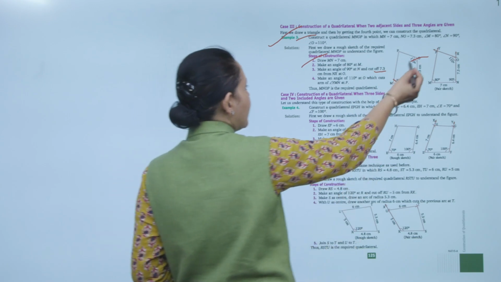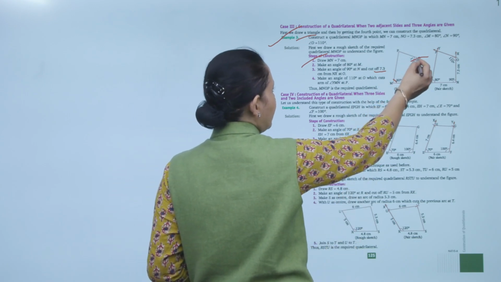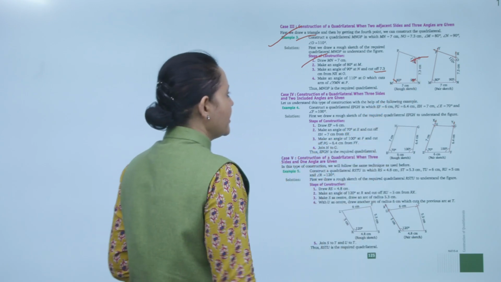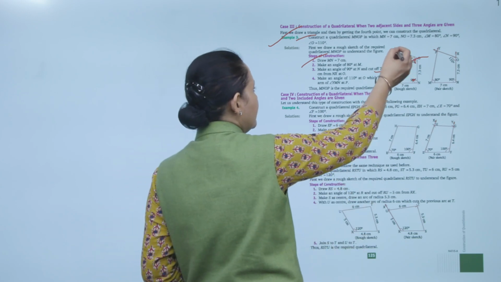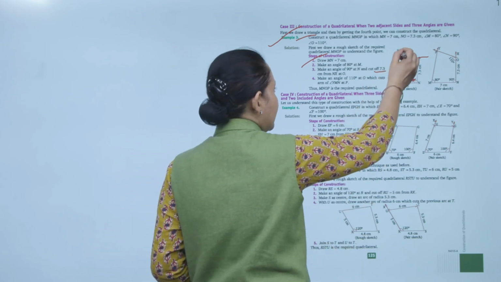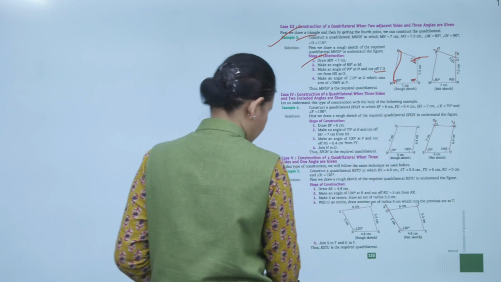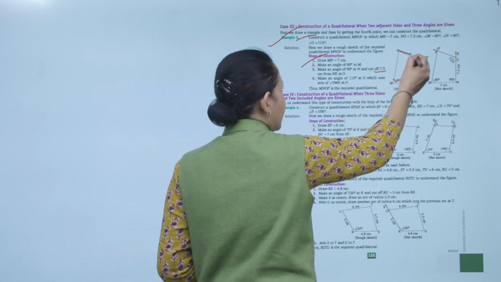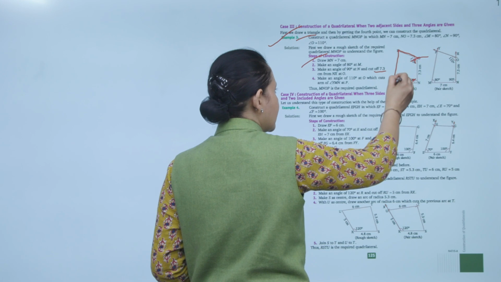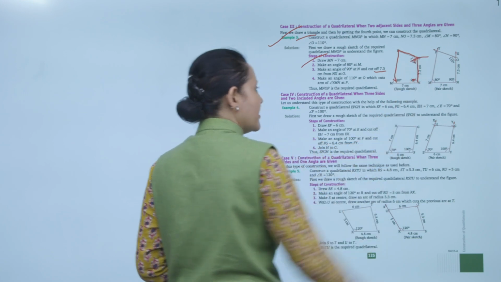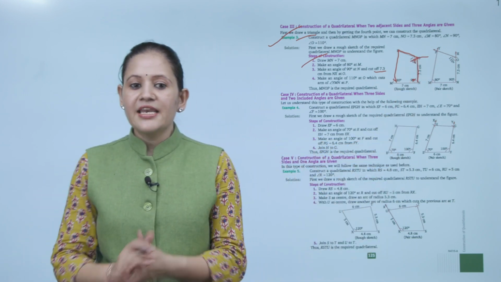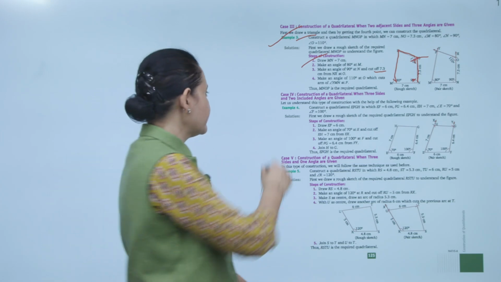Now make an angle of 110 degrees. Here we will make a 110 degree angle which cuts at point P. So that is our required quadrilateral MNOP. Clear?